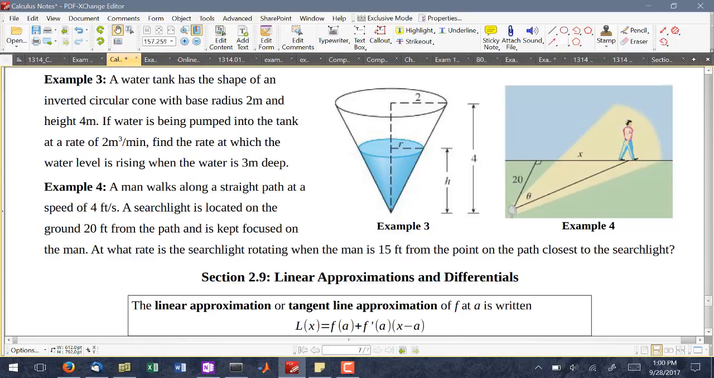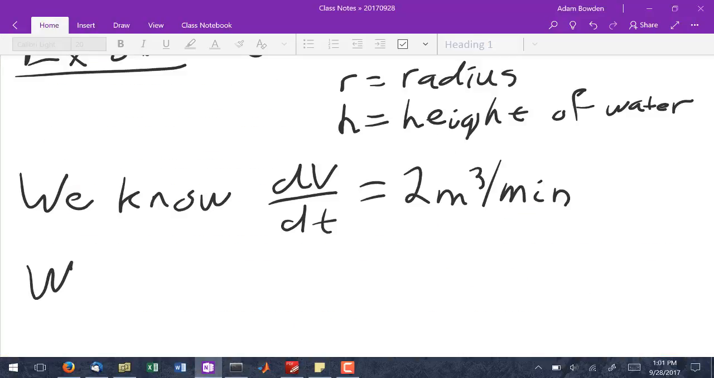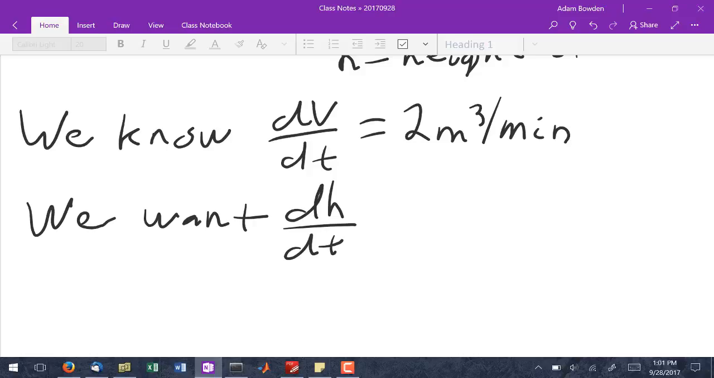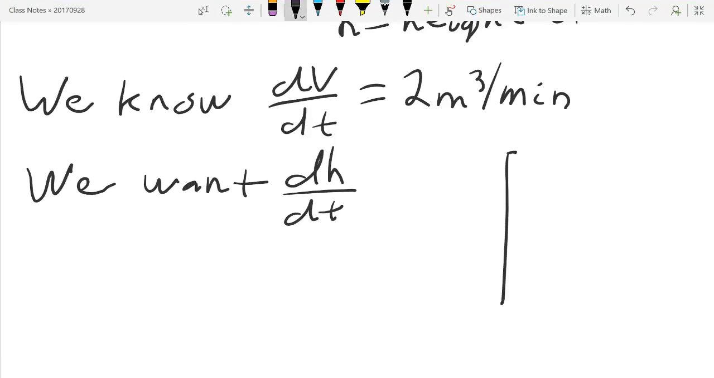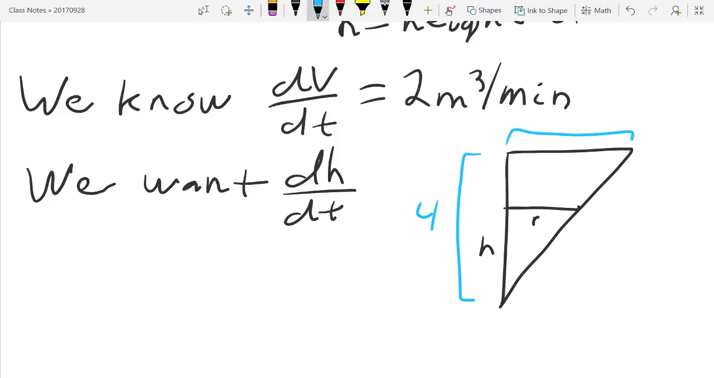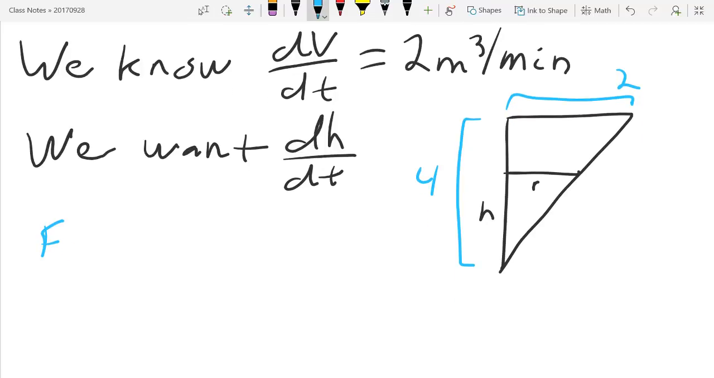So the water level rising, so what part of this are we measuring its change of? The height, right. So what we want to know is we want the derivative of h with respect to time. So we can kind of draw ourselves a triangle diagram to kind of visualize the situation. This is like a cross section of the water tank as it's increasing. Okay. So this is the water level here, and this is the overall dimensions of that. So the formula that we want to use here is the formula for the volume of a cone such as this, which is 1/3 pi r squared h. Okay?